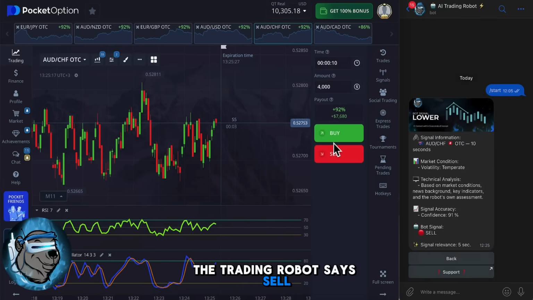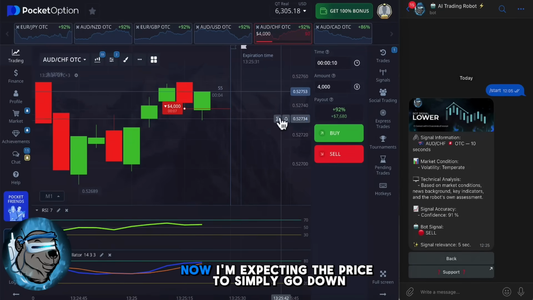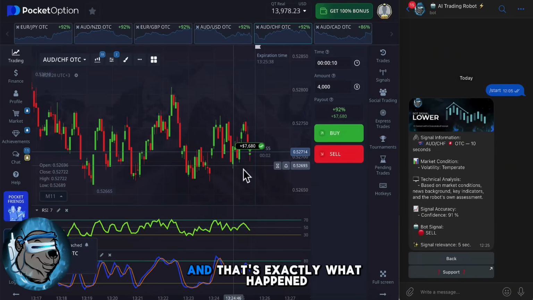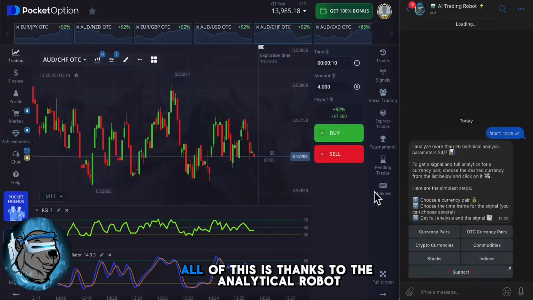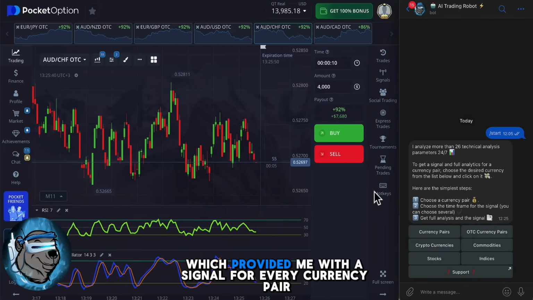The trading robot says sell. I opened a sell trade after receiving the signal. Now I'm expecting the price to simply go down. Thanks to this, I'll make a profit on this asset. And that's exactly what happened. I made a profit, and now my balance is already $13,985.